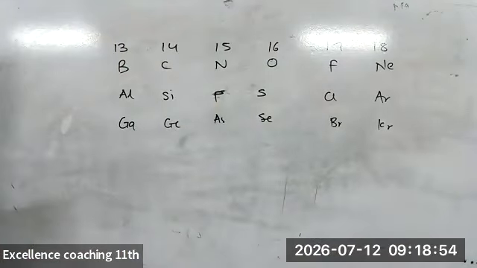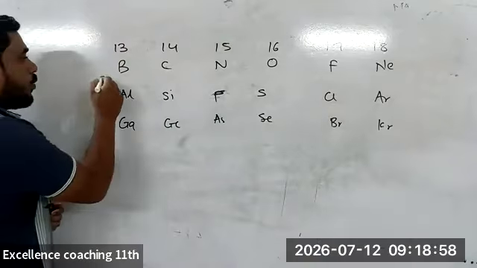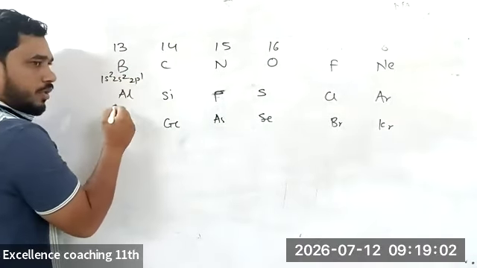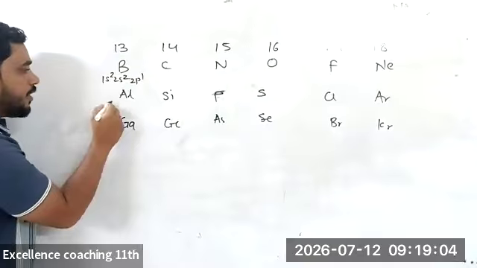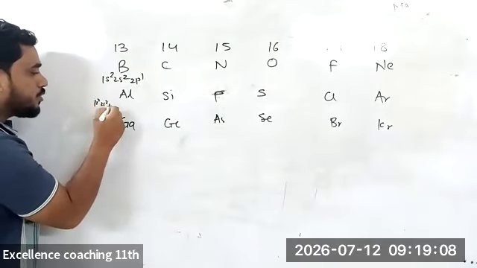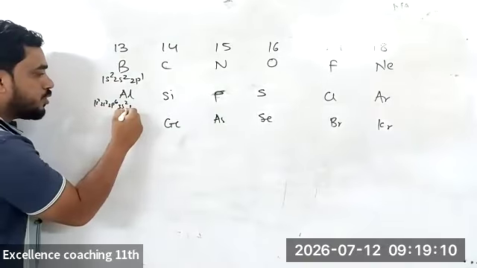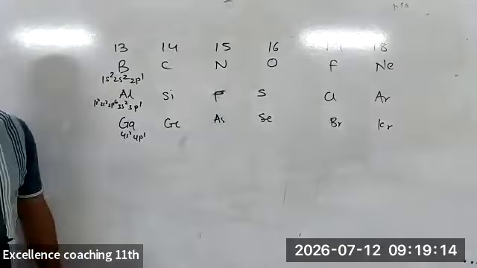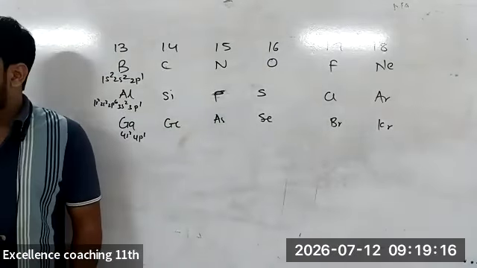Okay, I will just write the electronic configuration. We have done half of the p block elements. 1s2, 2s2, 2p1. I will write this for boron. This will be aluminium: 1s2, 2s2, 2p6, 3s2, 3p1. This will be gallium: 4s2 4p1.